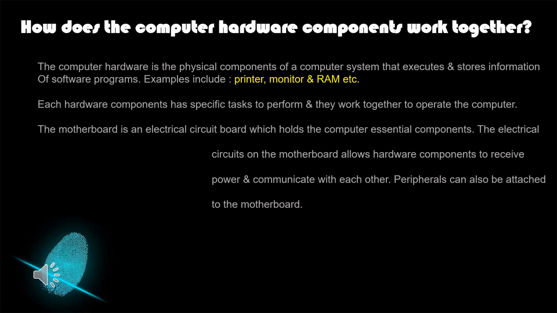Let us see how hardware components work together. All hardware from the CPU to RAM to peripherals are connected through the motherboard. This coordination allows the computer to perform tasks efficiently.